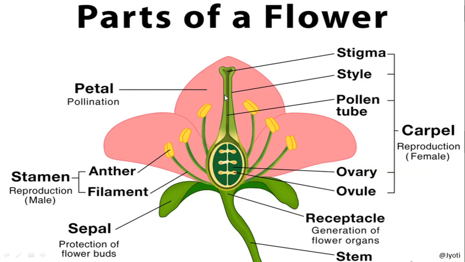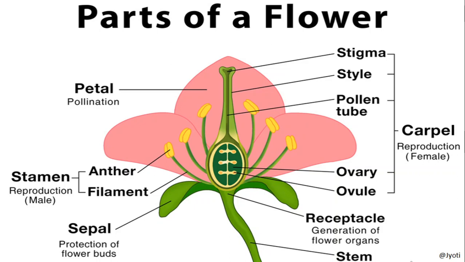Then the innermost floral leaf is the carpel, which is present at the center, you can see. These carpels together. So in some flowers only one carpel is present, in some flowers more than one carpel is present. So when more than one carpel is present, then all the carpels together constitute the gynoecium or female reproductive part of the flower, and its function is to produce the female gamete.